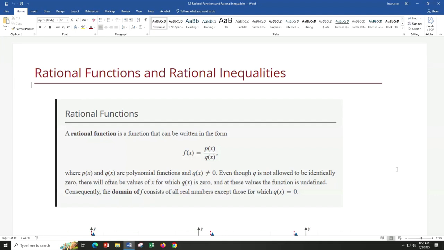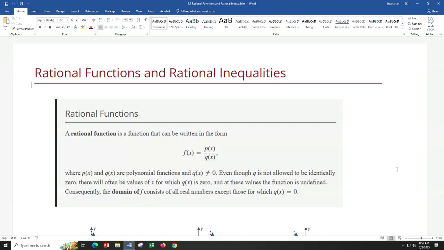Looking at this question right here, I'm going to go through this first part pretty quick because once you learn the picture, the hardest part is actually the graphing sometimes, because you've got to throw in test points. And that gets a little annoying. But notice a rational function is a function that can be written in the form f of x equal to p of x over q of x, where p of x and q of x are polynomial functions, and q of x cannot equal 0.